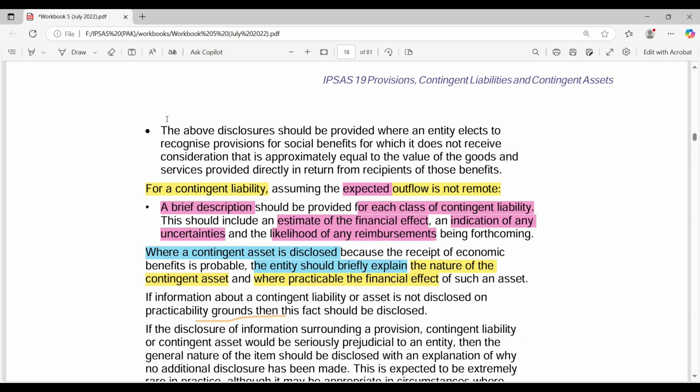Thank you. This is the end of IPSAS 19, provisions, contingent liabilities, contingent assets. We studied in this chapter the overview of IPSAS 19, why we study IPSAS 19. After that, we studied the key definitions of provisions, contingent liabilities, contingent assets. Next, we studied how to recognize, when to recognize the provisions, contingent liabilities, contingent assets. After that, we measured the amount of provisions. We do not measure the amount of contingent liabilities and contingent assets, because they are not in the form of an amount. They should only be disclosed in the notes.